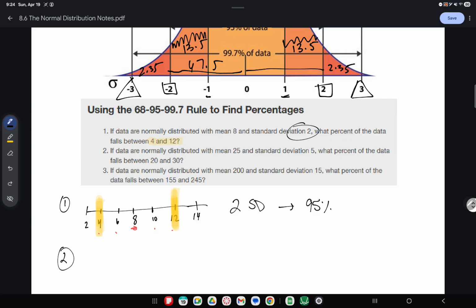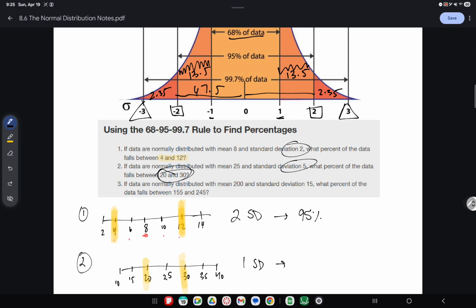Let's do it again for another scenario. Normally distributed, a mean of 25, standard deviation of 5. What percent of the data is between 20 and 30? All right, so I have a mean of 25, and a standard deviation of 5. I'm going to go 3 above and 3 below. So 30, 35, 40, 20, 15, 10. You can stop when you get to the data values of interest because it wants 20 and 30. I could have stopped at the first, but I like to do all 3. So it is within that one standard deviation. That means we only have 68% of the data.